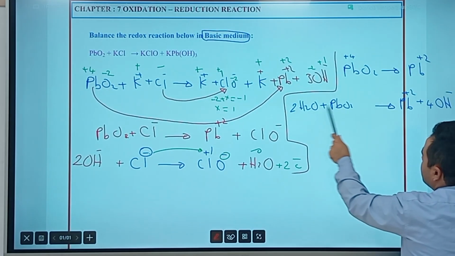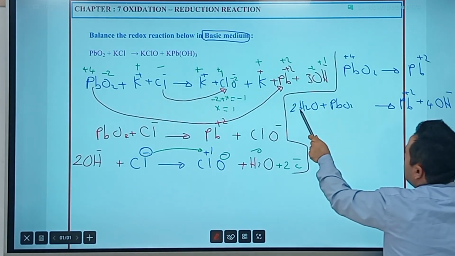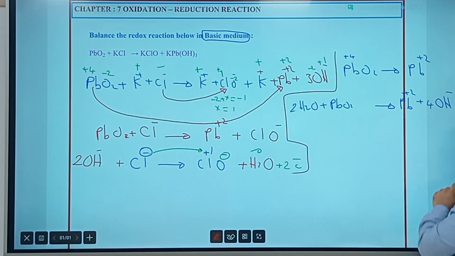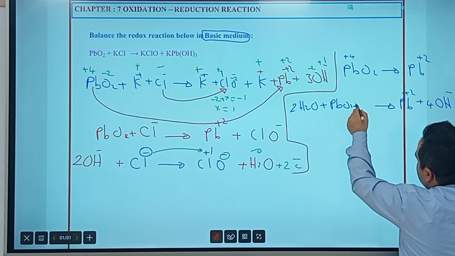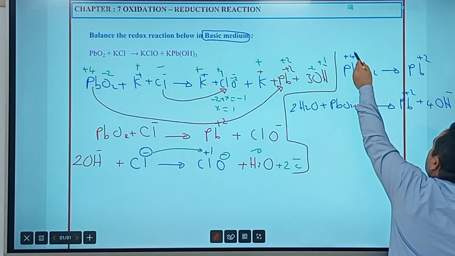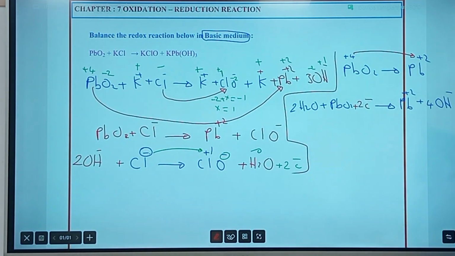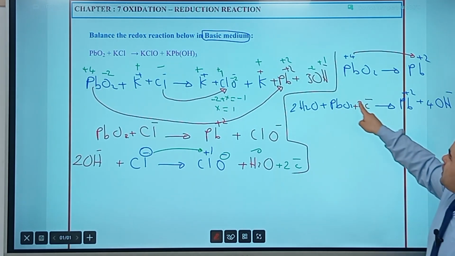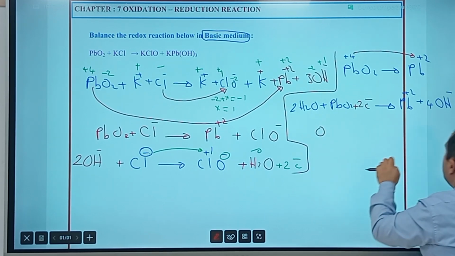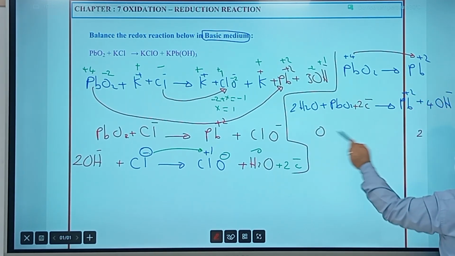Let us check whether it's balanced in terms of atoms. 1 Pb, 1 Pb. 2 O plus 2 is 4, and here we have 4 hydrogen in the product. For the addition of the electrons, how many electrons must be added? 4 to 2. We have to add 2 electrons to the reactant side. In terms of the total ions, guys, here the total is 0, but here 2 minus 4 is -2.